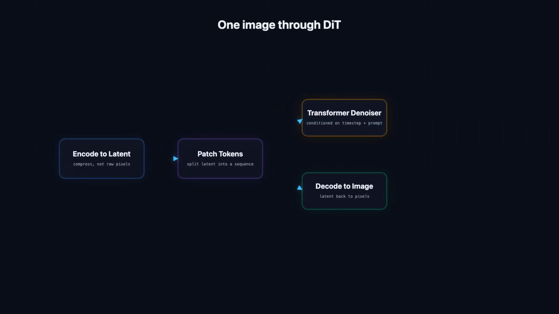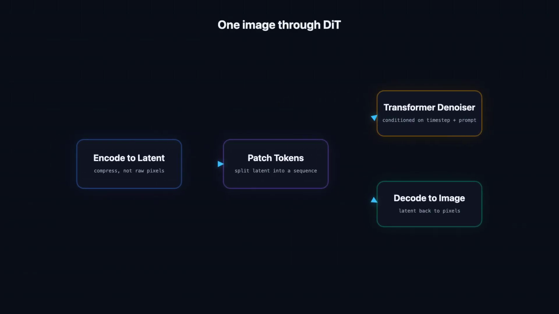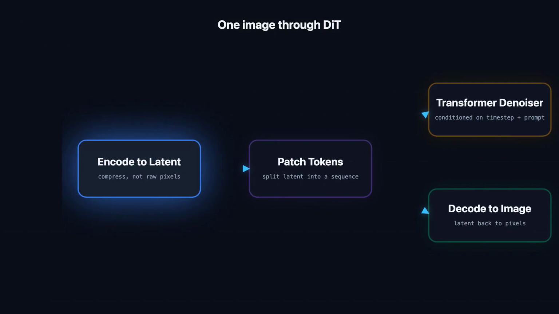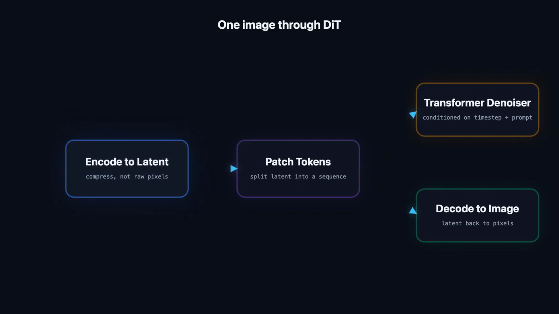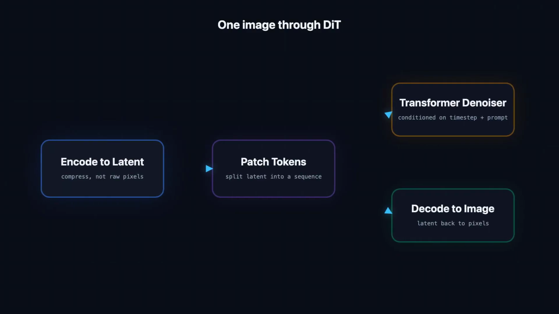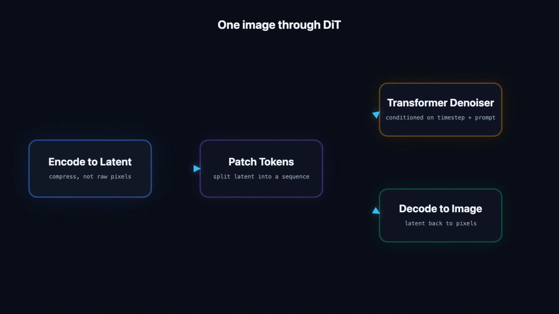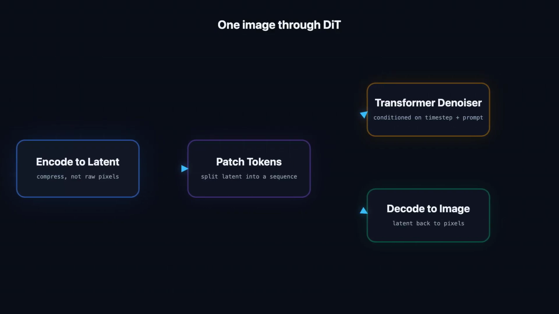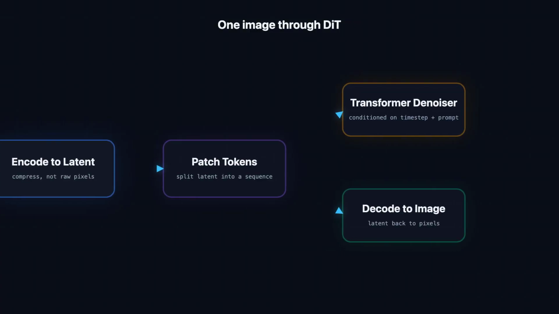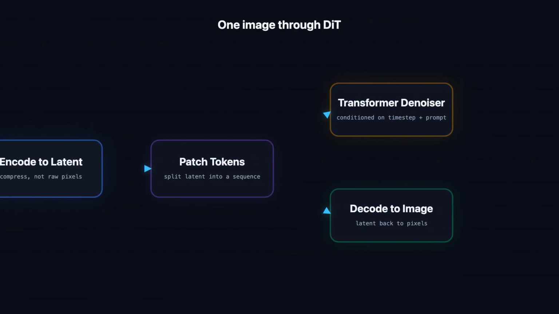Now let's trace one image through a diffusion transformer, block by block. First, it works in latent space, not raw pixels. An encoder compresses the image or a video frame into a compact latent. Denoising in this smaller space is far cheaper than wrestling with millions of pixels directly, which is a big part of why the whole thing is efficient.